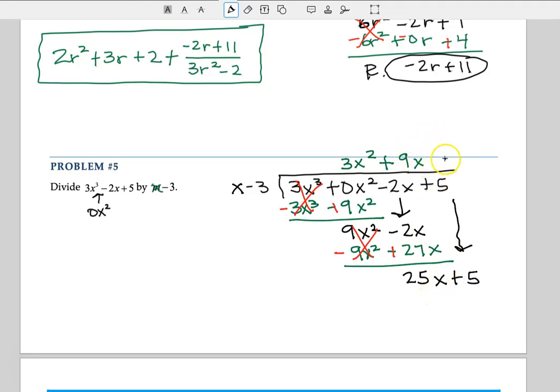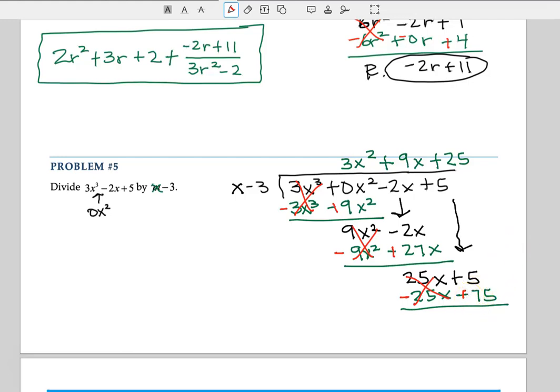And then let's do this again. What times x gives me 25x? Well, that's going to be 25. So 25 times x is 25x. 25 times negative 3 is going to give me negative 75. And now change signs. And it's so easy to forget to do that change sign stuff. That's why I'm putting it in different colors. I really want it to stand out to you. All right, because we need this term to zero out. The only way we can do that is by changing those signs on both of them.